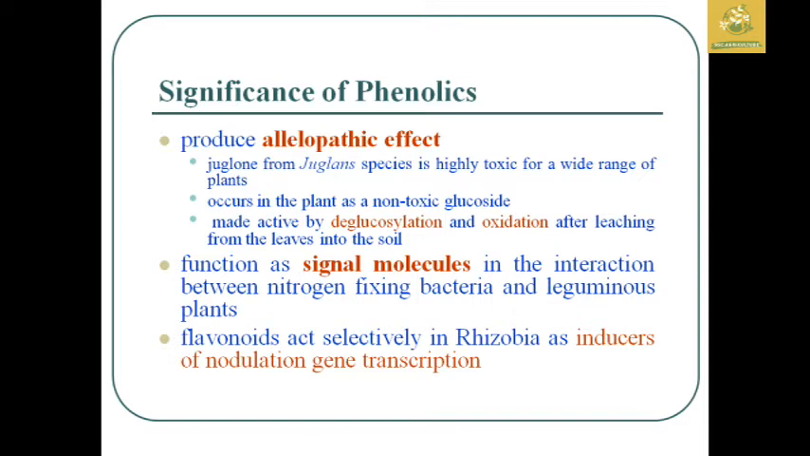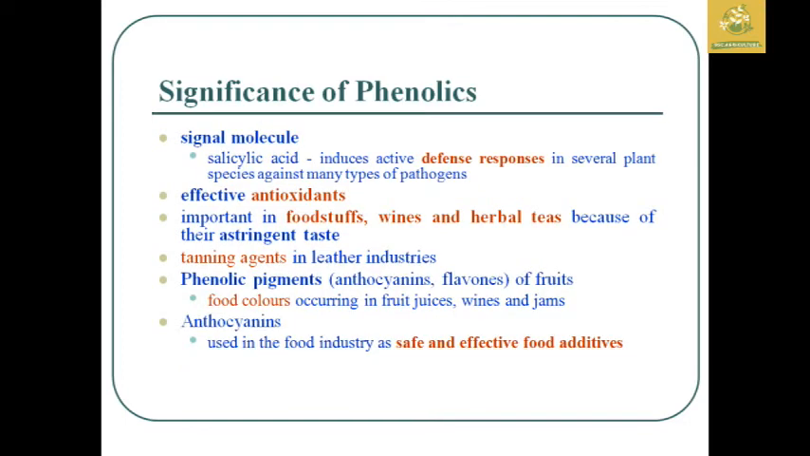Also, they act as signal molecules in the interaction of nitrogen fixing bacteria and leguminous plants, which is a main useful one. Flavonoids act on rhizobia, which induce nodulation gene transcription in the legumes. I have already told you that among the signal molecules, salicylic acid acts as a defense response in several plants against different types of pathogens, and they also act as antioxidants. They are also used in important foodstuffs, wines, and herbal teas for the astringent taste of phenolics, as well as being used as a tanning agent in leather industries.